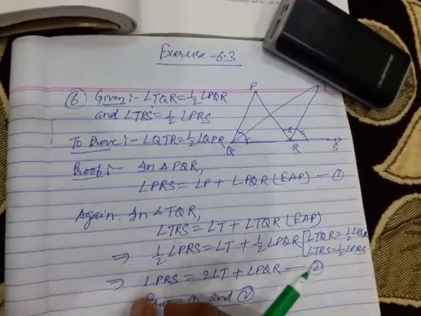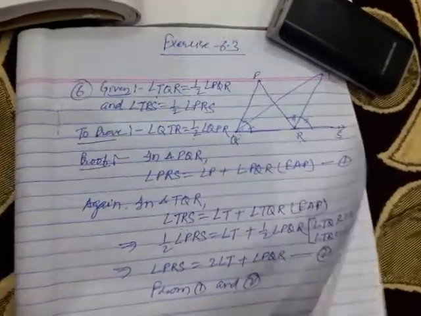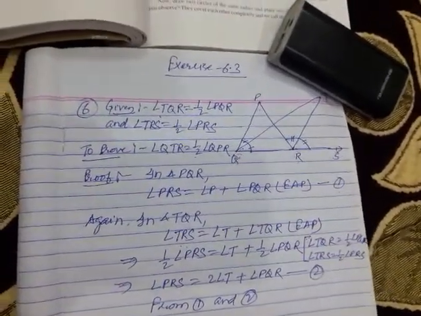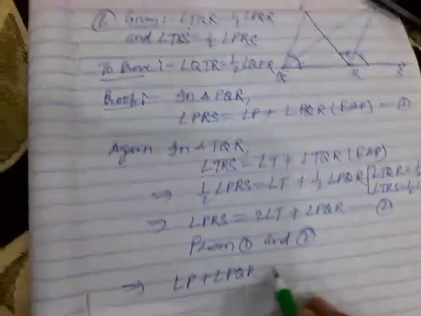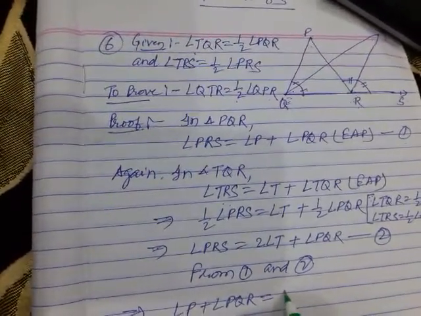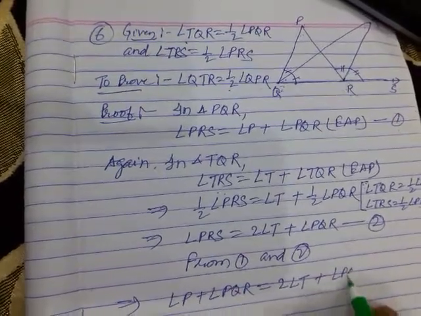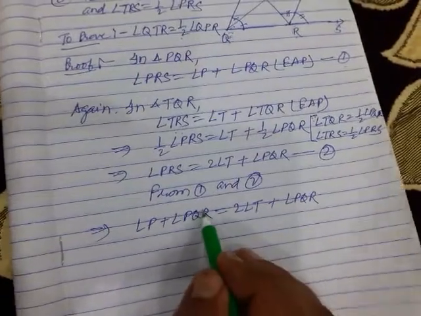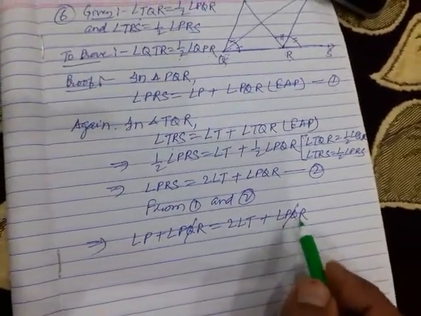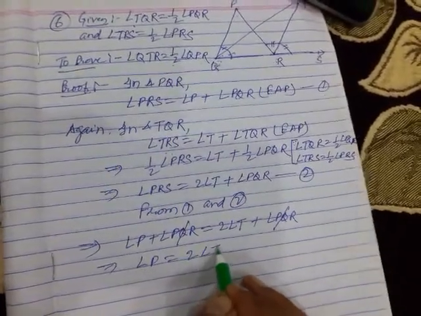Angle PRS and angle PRS both are equal. It means that the right hand side will also be equal. This implies that, children, angle P plus angle PQR equals 2 angle T plus angle PQR, from 1 and 2. Here we observe that angle PQR is common on both sides. This implies that angle P equals 2 angle T.